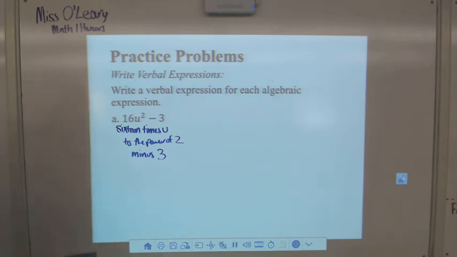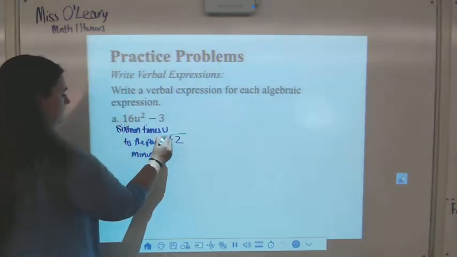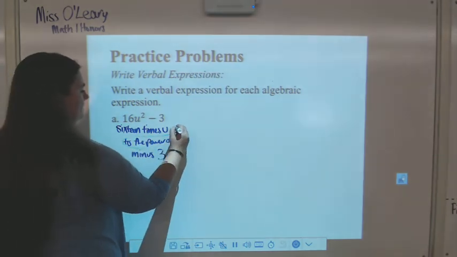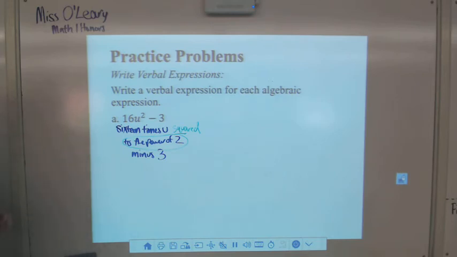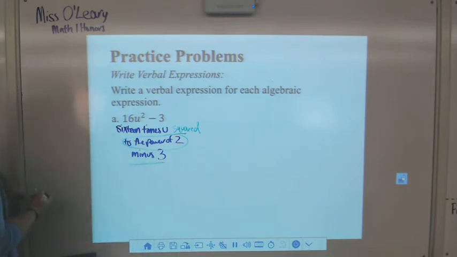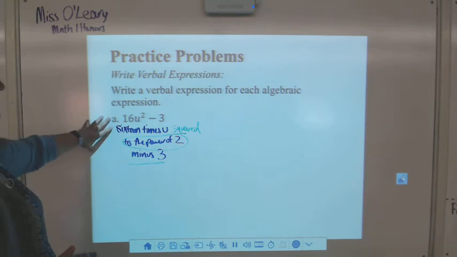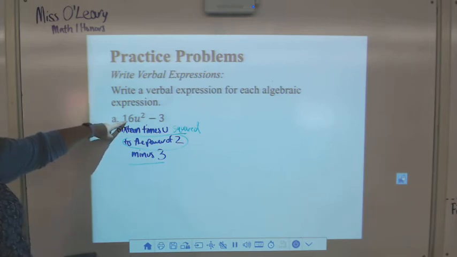But if I'm looking at this here, there are multiple ways. Instead of saying to the power of 2, I could have said u squared. Instead of saying minus 3, I could have said subtract 3. One thing with subtraction is that sometimes you can have it turn around. So another way to say this as a verbal expression would be 3 less than 16u squared.